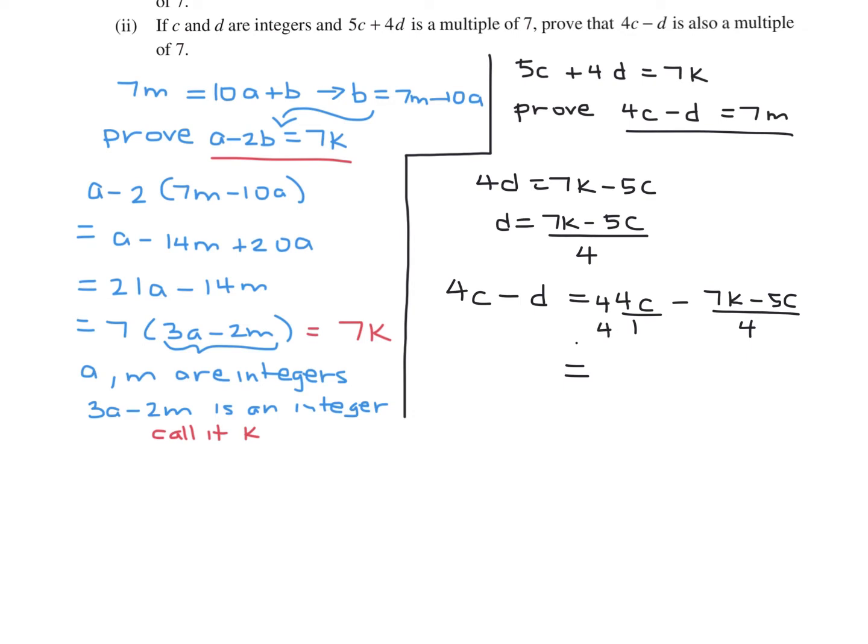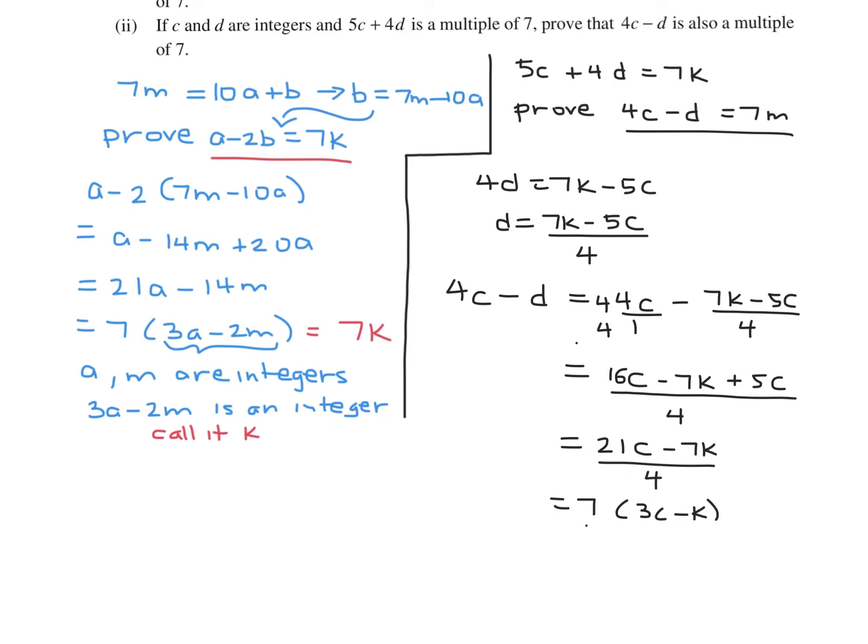And then we get a common denominator, that kind of stuff. Multiply top and bottom by 4. So I get 16c minus 7k. And be careful here. This is plus because it's minus minus, all over 4. So this becomes 21c minus 7k all over 4. If we factor out a 7, we get 3c minus k all over 4. And that is equal to this 4c minus d. Okay, so now we need to talk about this a little bit. 4c minus d is equal to 7 times 3c minus k over 4.